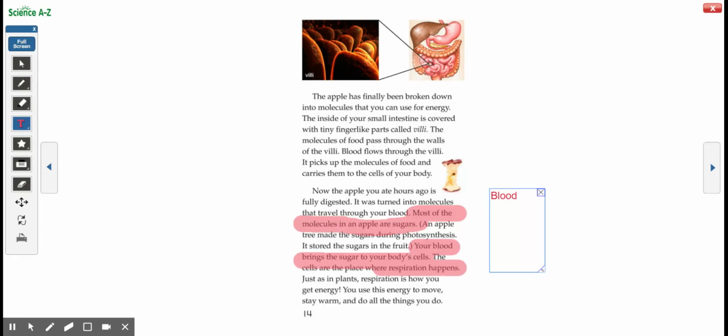So the blood brings sugars to cells. Cells use sugar in respiration to make energy. And then you use this energy to do everything you do in your life.